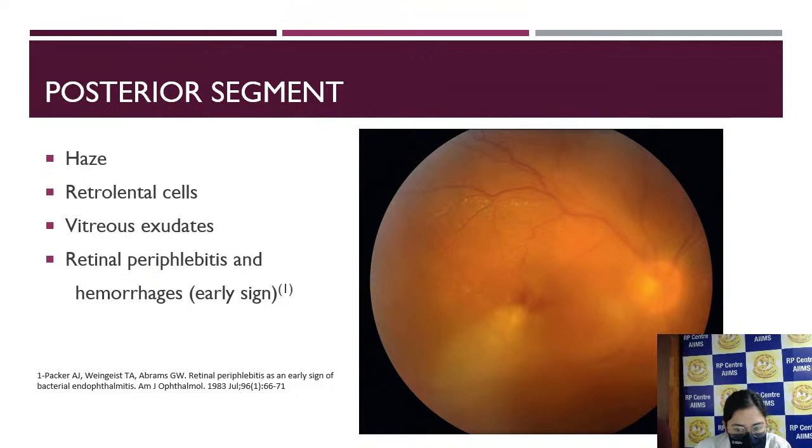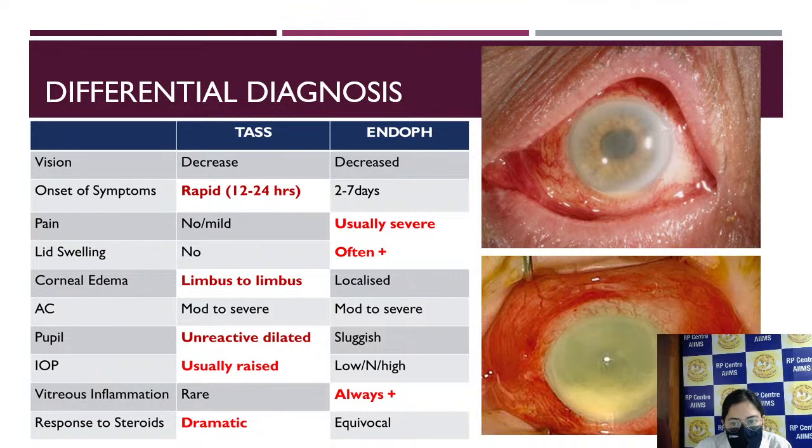Now coming to posterior segment evaluation, as we saw, there was haze present, and it has to be graded and documented. Retrolental cells and vitreous exudates also have to be documented. Ryan says that retinal periphlebitis and hemorrhages are an early sign. So if a patient comes on post-op day 1 with these signs, we should be wary of the further course of endophthalmitis. Now our main differential diagnosis is toxic anterior segment syndrome, and it has to be differentiated from endophthalmitis.